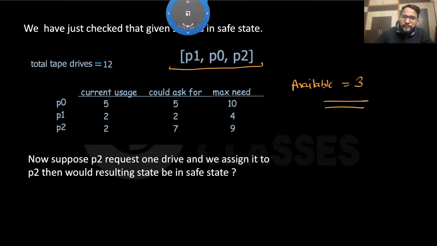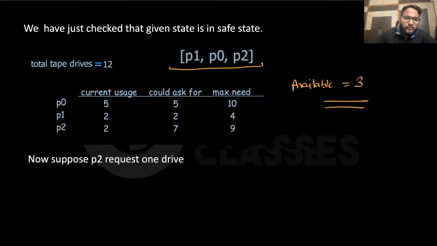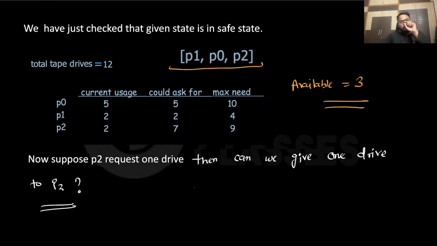So basically, in other words, let me ask this question: if P2 requests one drive, then can we give one drive to P2? This is my question. Are you getting what I'm asking? See, there is a safe state, which means if P1 asks, then P0 asks, then P2 asks, I'm very happy. But suppose P2 is asking all of a sudden, instead of P1, P0, that is just for one drive, right? Then can we give one drive to P2? It depends whether the resulting state is safe or not.